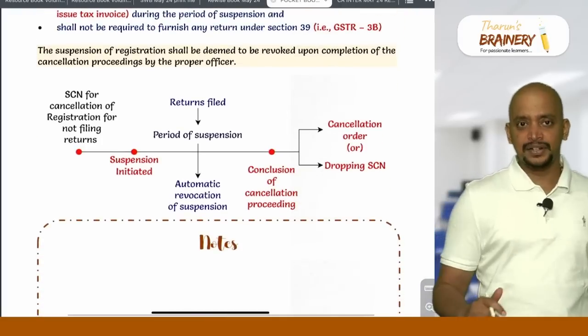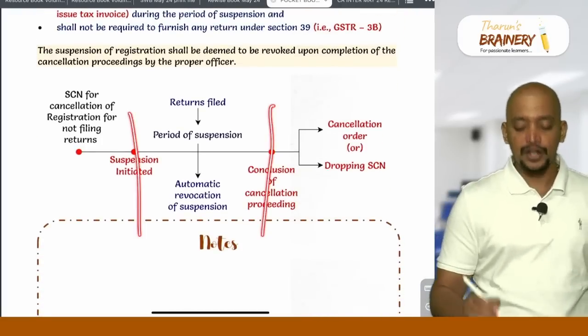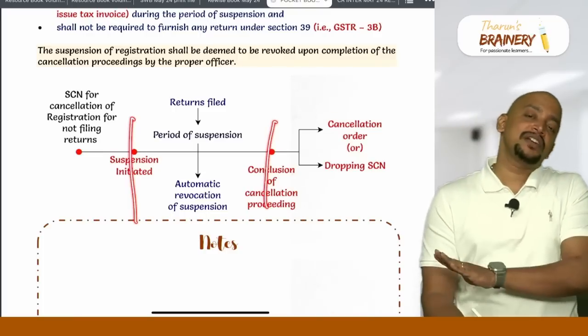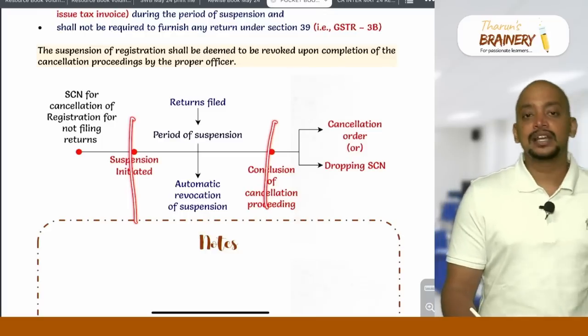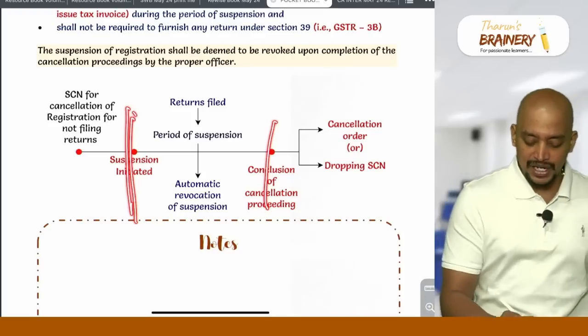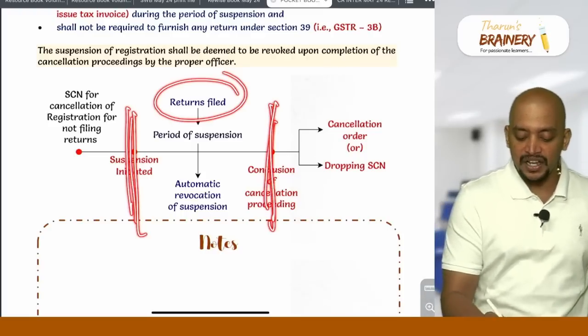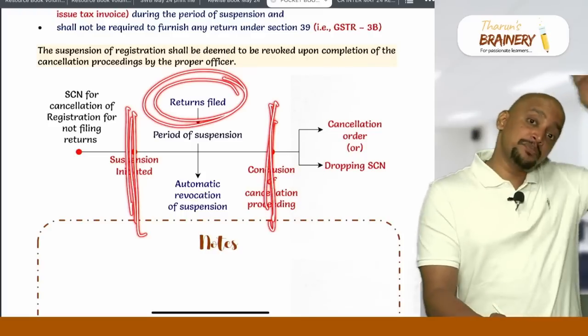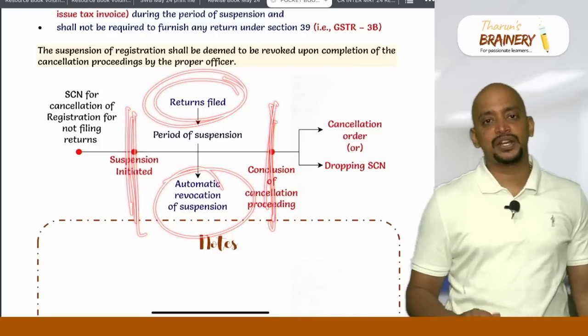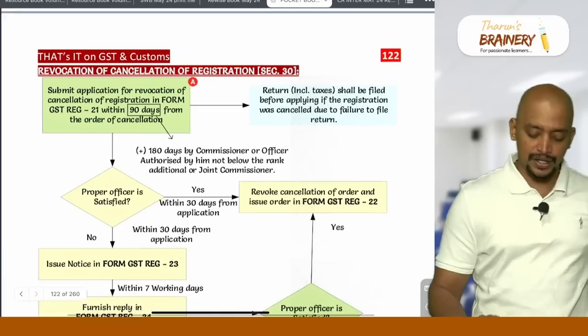And whenever the registration is suspended, during that period they cannot file returns pertaining to that period, but they can file the returns pertaining to the prior period. Say we have not filed returns for continuous 6 months, so the officer gave a notice and registration is suspended. During this period we can file the returns pertaining to the prior periods for which we have not filed returns. Then the suspension is automatically revoked, so we can continue in the registration.